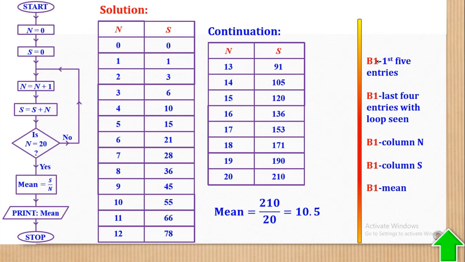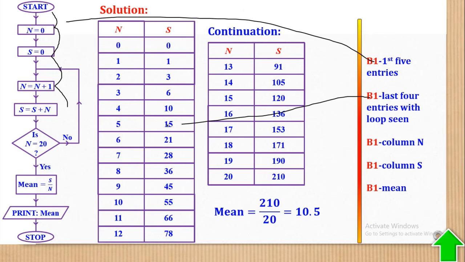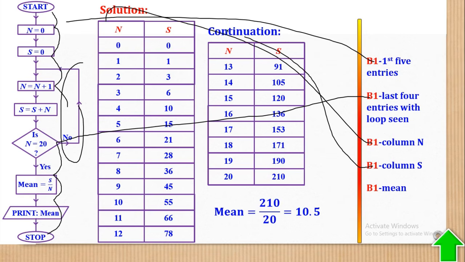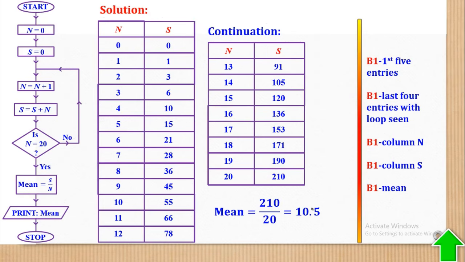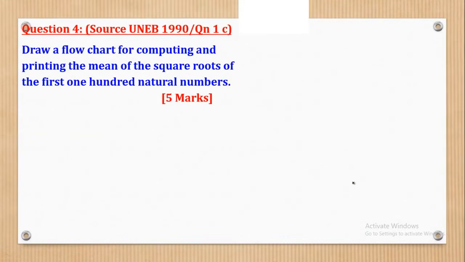So B1 for the first 5 entries, these ones 1, 2, 3, 4, 5. So that is B1, all correct. This one for the last 4, 1, 2, 3, 4, with a loop seen. So this loop has to be seen. Then B1 for the column of N, all values correct. B1 for the column of S, all values correct. B1 for the mean. So that was question 3.